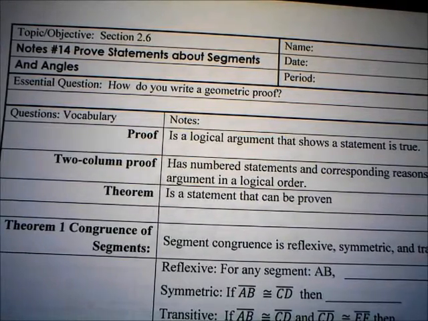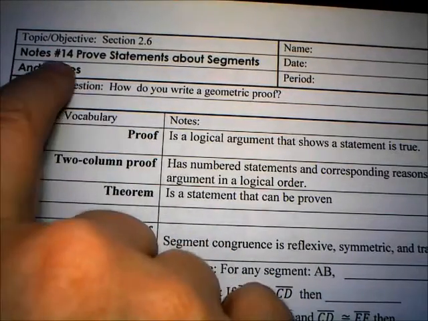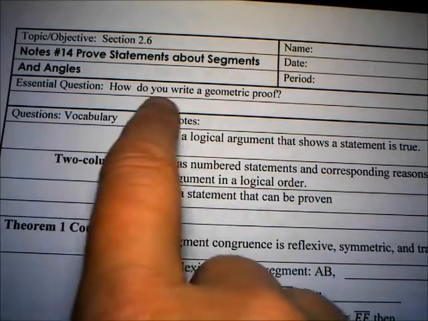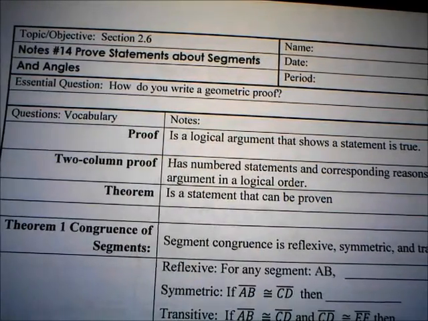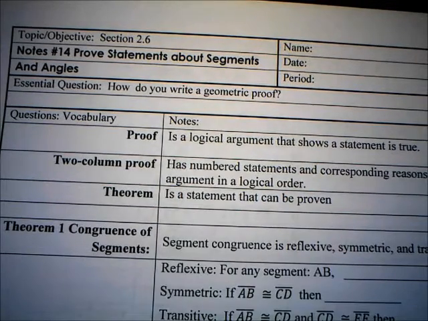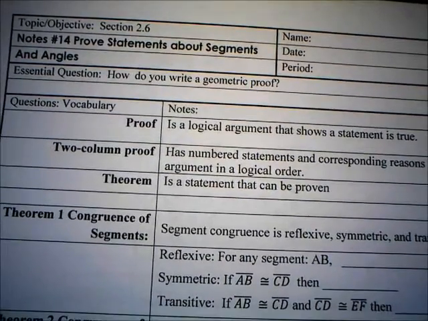Alright, these are geometry notes. This is section 2.6, notes 14. It says proof statements about segments and angles. Our essential question is, how do you write a geometric proof? Well, to do so, you have to use all the logical statements, properties, and postulates to actually prove the geometric proofs.